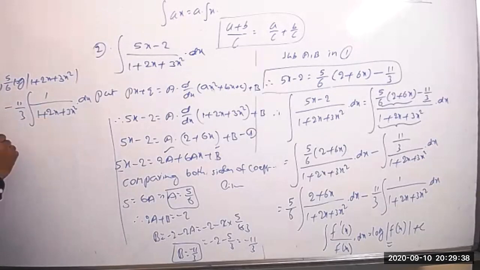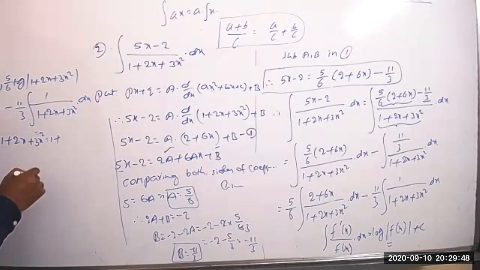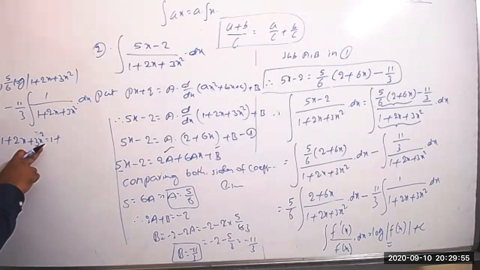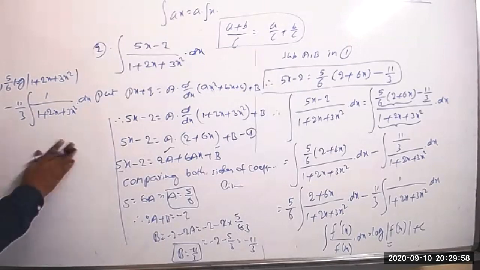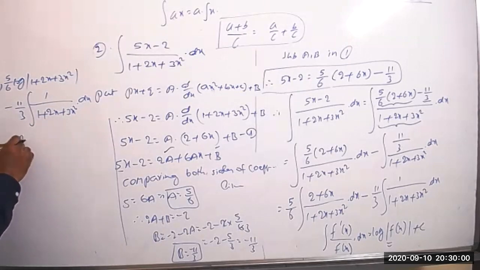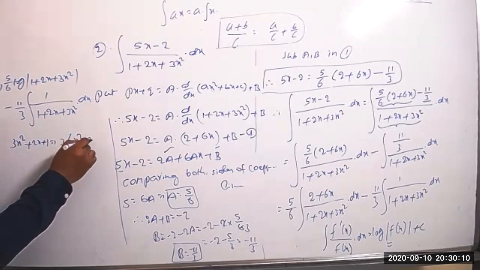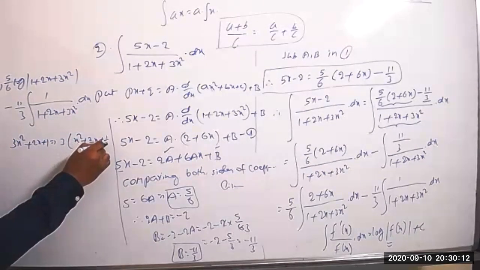Now let's first separate this equation. 1 plus 2x plus 3x square is equal to 1 plus 2x, and if you take in the 3x square also, you can write 3x square plus 2x plus 1. Here 3 is there now. If you take 3 common, multiply and divide by 3, so 3 into x square plus 2 by 3 into x plus 1 by 3.